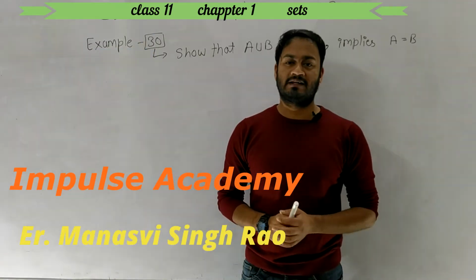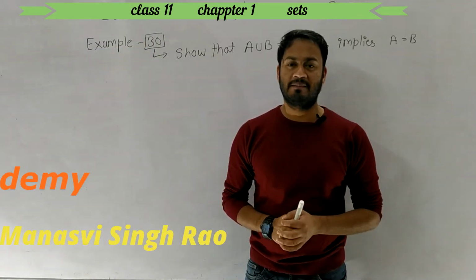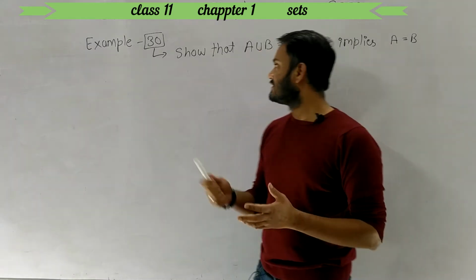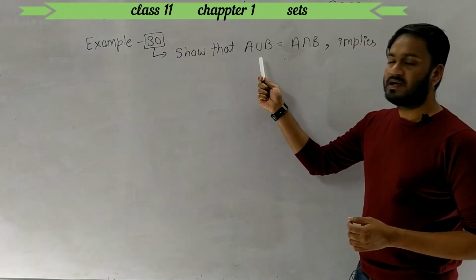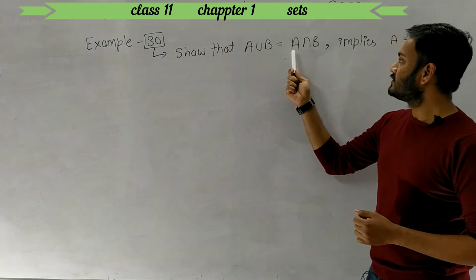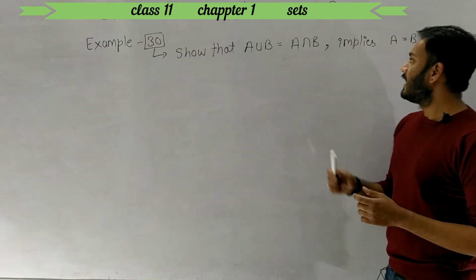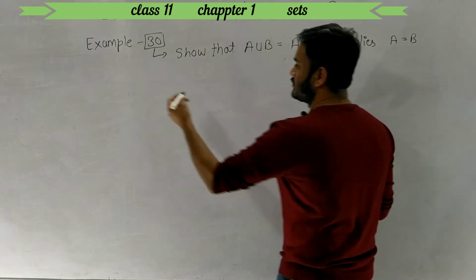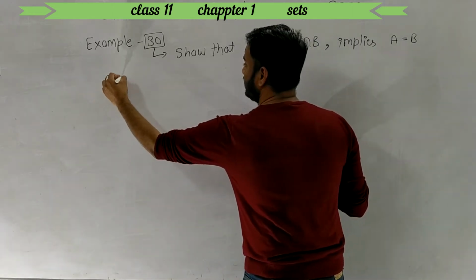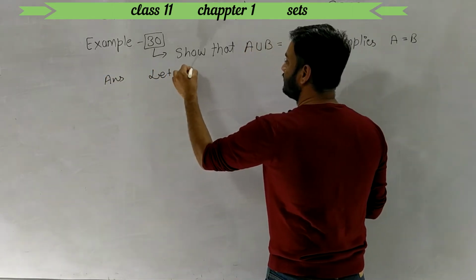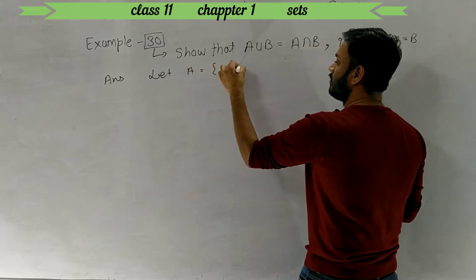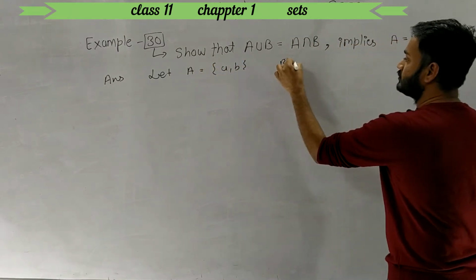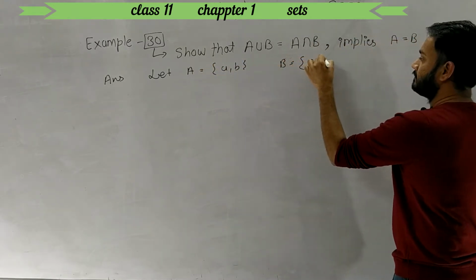Today I'll be solving class 11th chapter 1st, example number 13. So here's the question. Show that A union B is equals to A intersection B implies that A is equals to B. So before doing this question, we need to let A as {a, b} and B also as {a, b}.